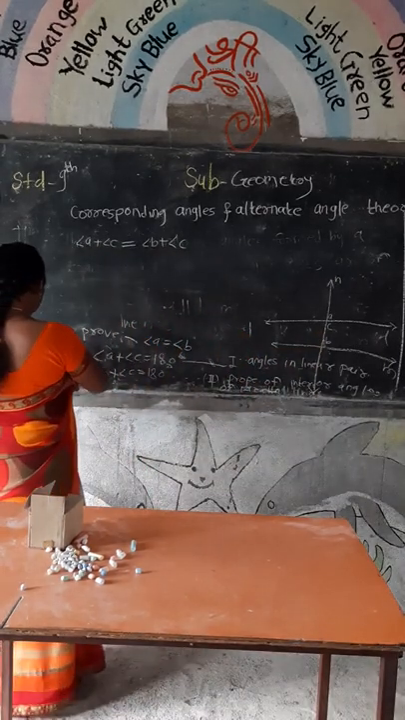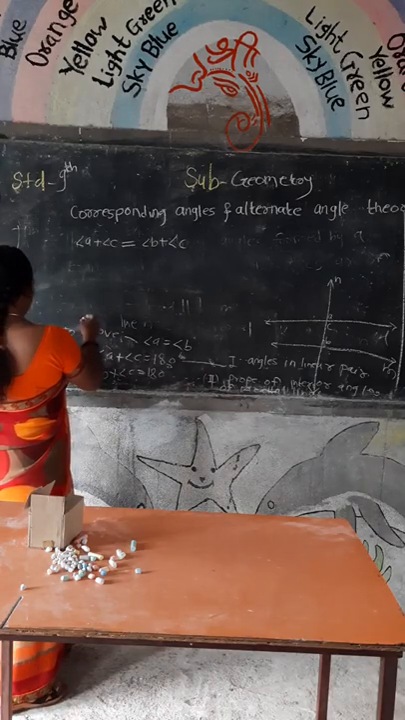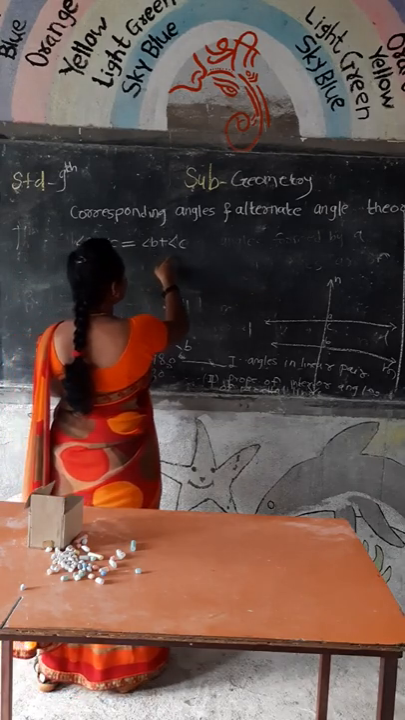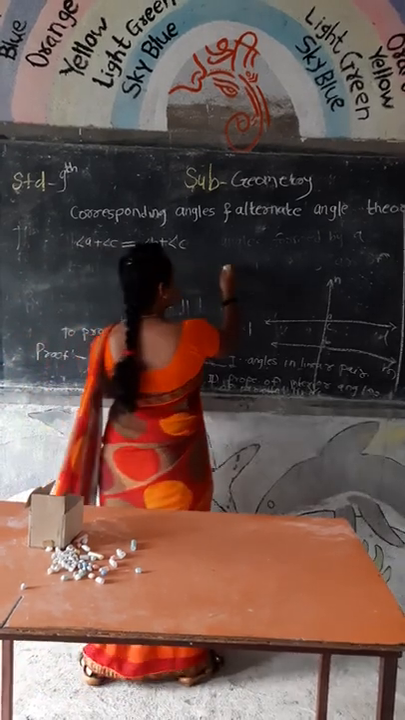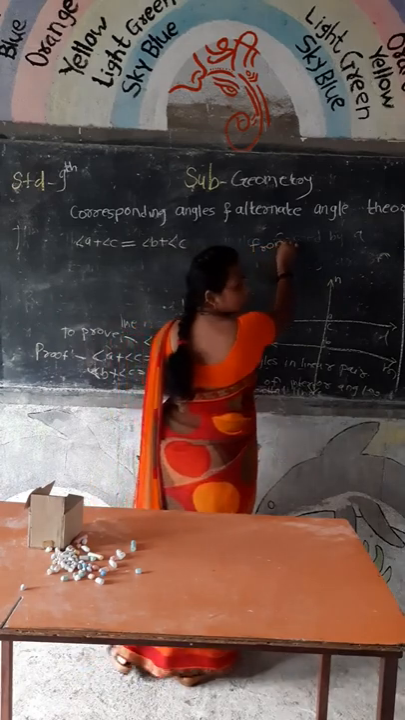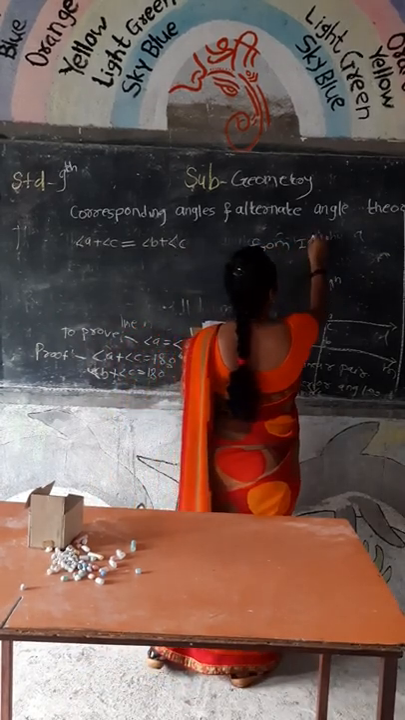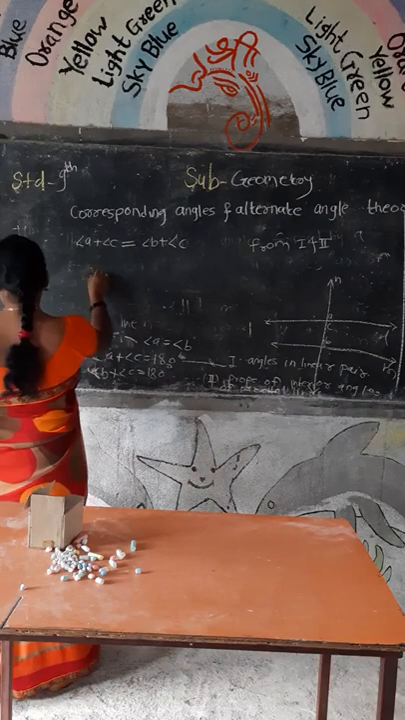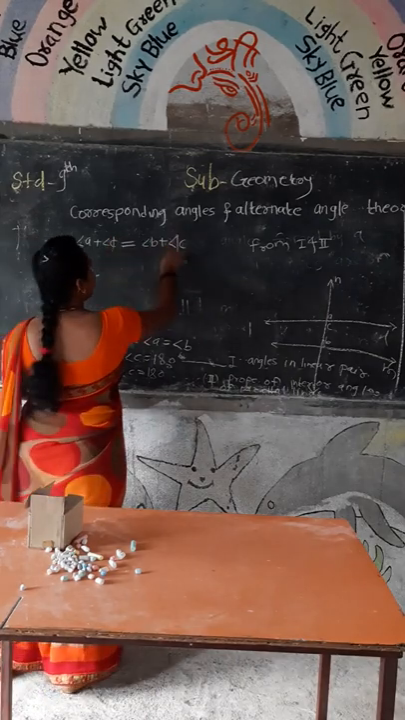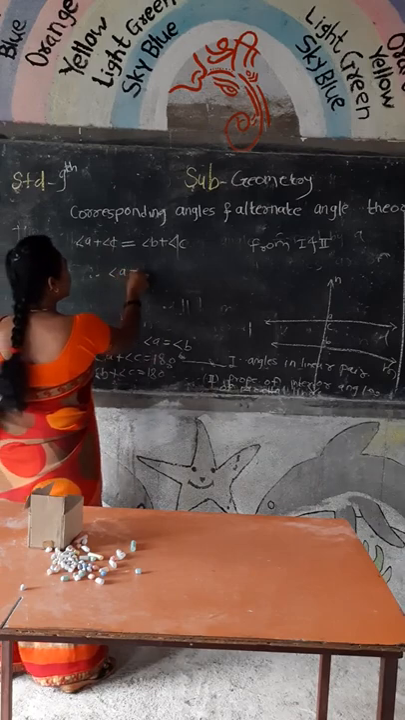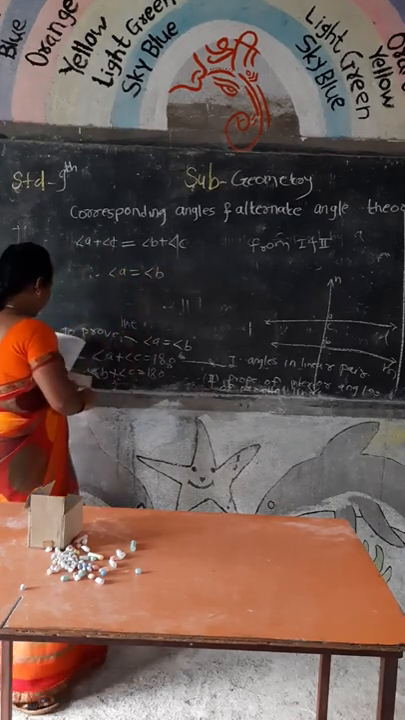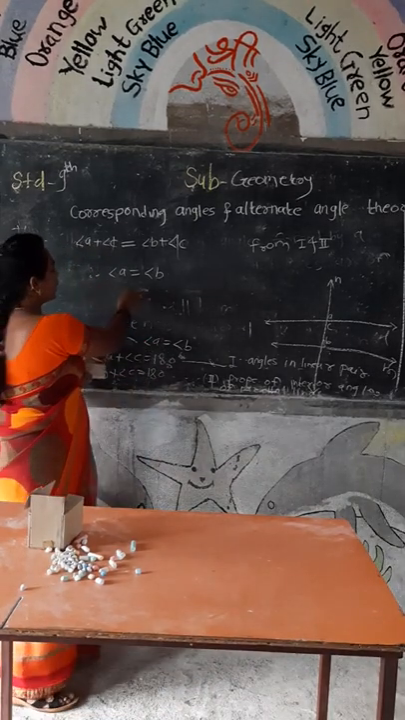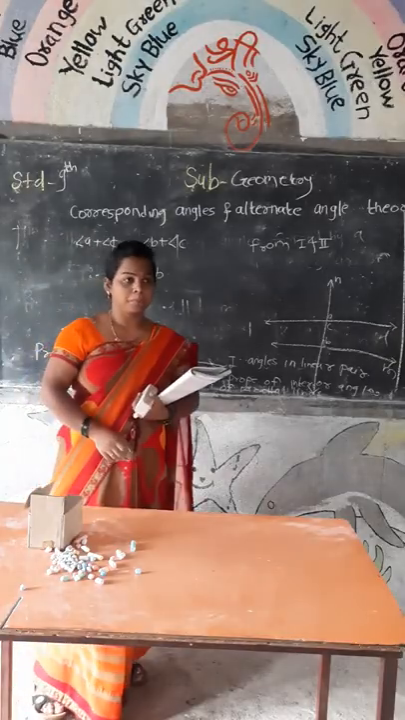Then from equations 1 and 2, angle A plus angle C is equal to angle B plus angle C. From first and second, therefore angle C gets cancelled. Then angle A is equal to angle B. Then this is our proof. Therefore, angle A is equal to angle B.